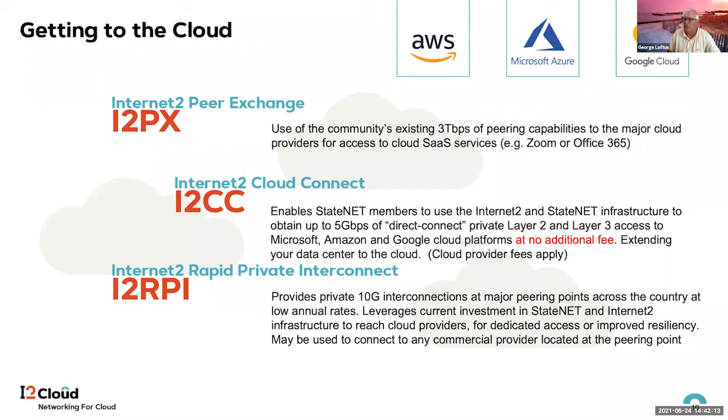Okay, so just as a refresher, we want to go back to what we've talked about today. We've talked about getting to the cloud, networking for cloud, and the capabilities that are available to you through your state and regional network, and where you can leverage the investment you already have with your state and regional network and Internet2 to gain access to the cloud. Again, our motto is we don't have to be your only cloud solution, but we'd like to be part of your cloud solution.